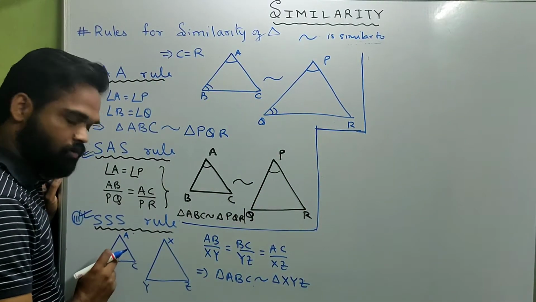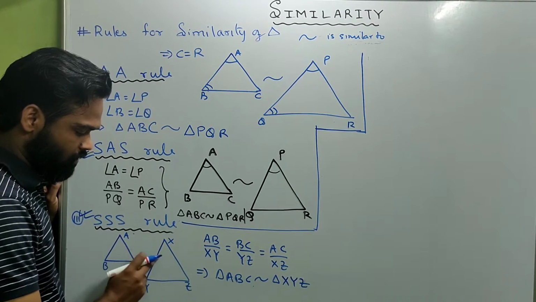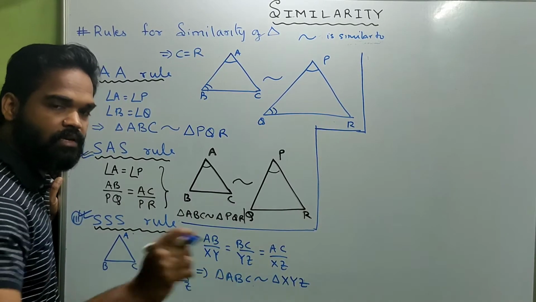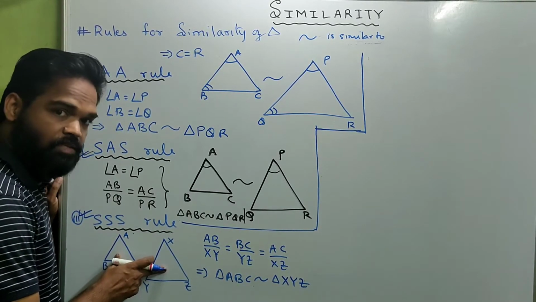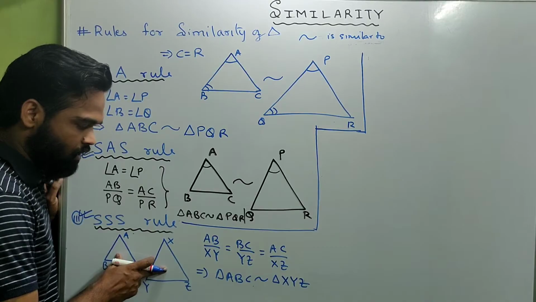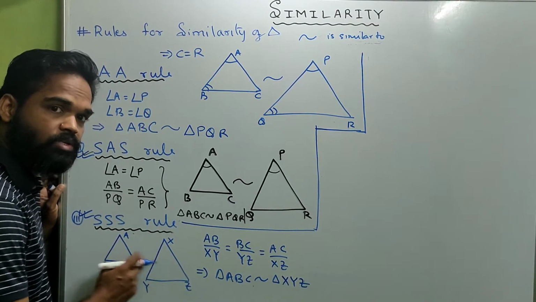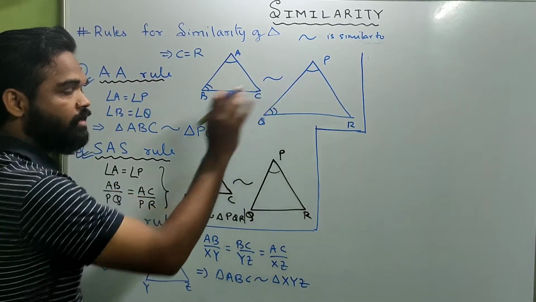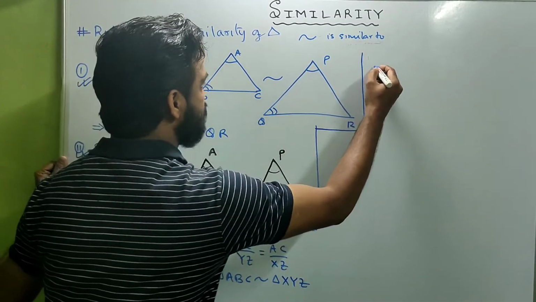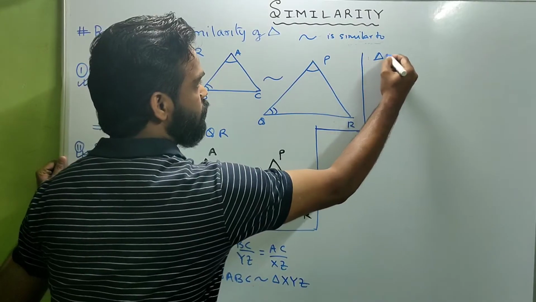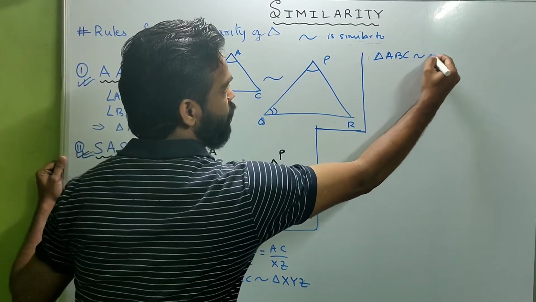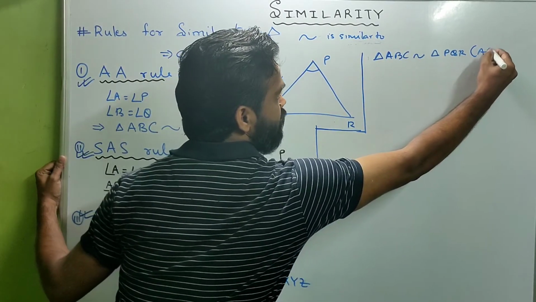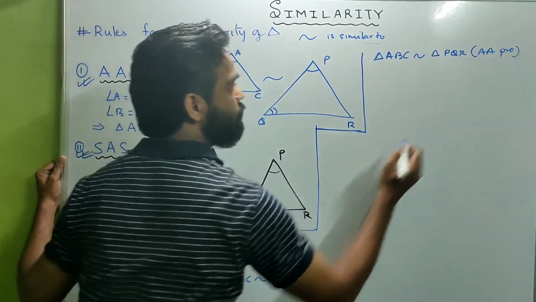If the three sides of one triangle are proportional to the three sides of another triangle, then these two triangles are similar, which means, in other words, if two triangles are similar, the sides are proportional. In this case, if you look carefully, these two triangles are similar. So I can simply say that triangle ABC, very important, is similar to triangle PQR by angle property, isn't it?